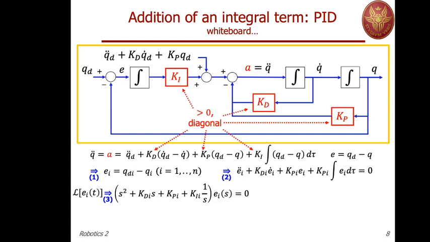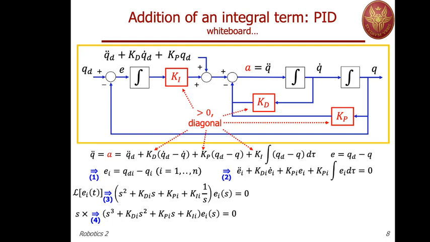So in the Laplace domain, equation 2 is represented by the following algebraic equation in the complex variable s: s squared times E(s), which is the Laplace transform of the acceleration, plus K_D,i s, which represents the first derivative, plus K_P,i, again times the transform of the error, and for the integral term a factor K_I,i over s. Now, this equation is equivalently represented by multiplying everything by s so that you obtain a polynomial in s: s cubed plus K_D,i s squared plus K_P,i s plus K_I,i, multiplying the transform of the error.